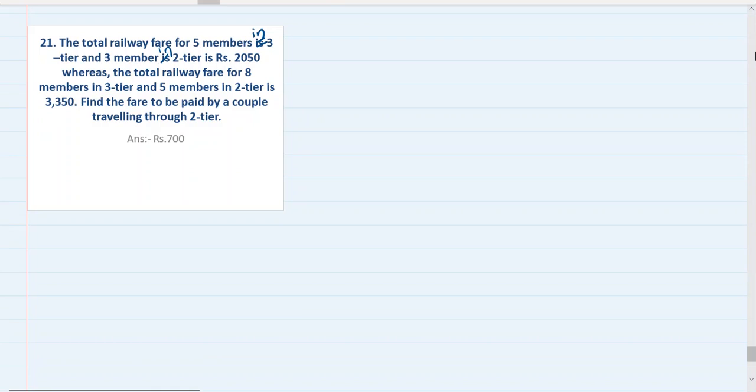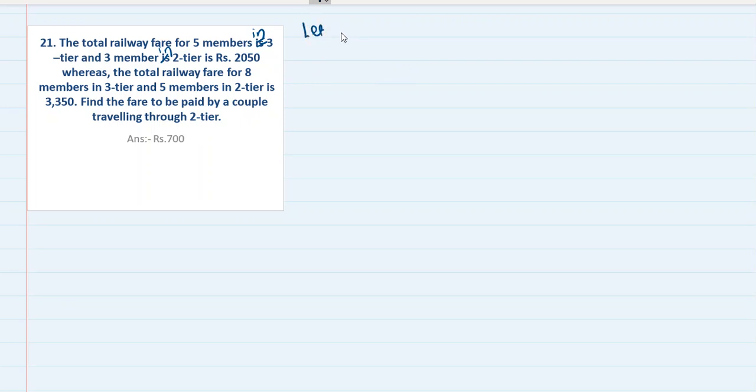The total railway fare for 5 members in 3 tier and 3 members in 2 tier is 2050 rupees, whereas the total railway fare for 8 members in 3 tier and 5 members in 2 tier is 3350. Find the fare to be paid by a couple traveling through 2 tier. Now see here, the final statement does not quite do justice to the opening statement, so we will make the opening statement according to our understanding.